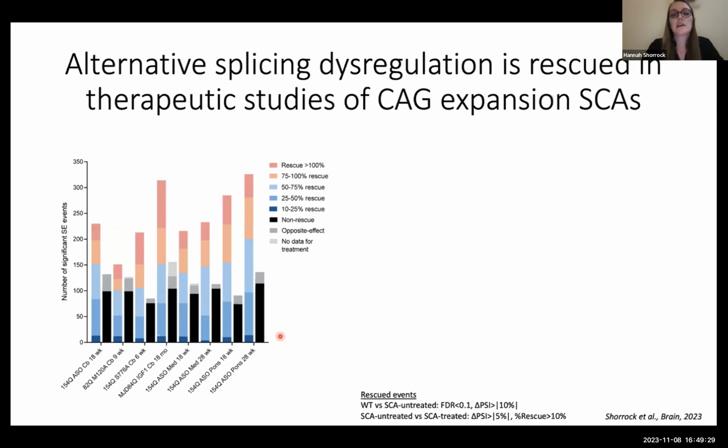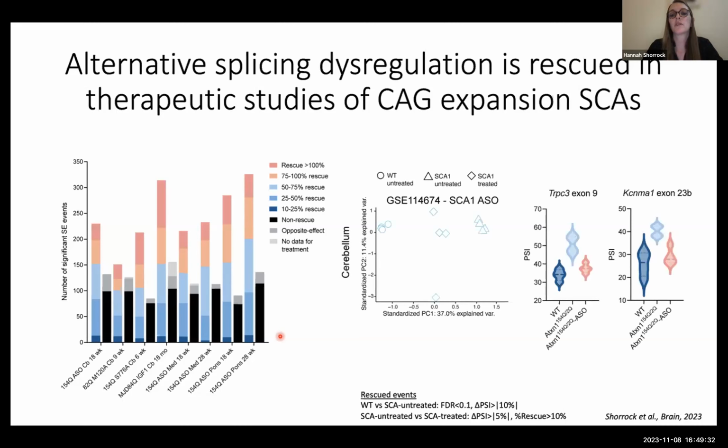We can also look at rescue of alternative splicing using a couple of different approaches. So for example, here, we can look at a more generalized view of this alternative splicing analysis by doing a PCA plot of the skipped exon events that are significantly different between the wild type and the untreated mice. And so here you can see that these SCA1 mice treated with this ASO sit between the untreated and the wild type mice, indicating that there's a degree of rescue here. And we can also look more specifically at individual events. So here you can see that with this ASO treatment in these SCA1 mice, these two events that we were able to validate in our SCA1 mouse model were rescued by this particular treatment.